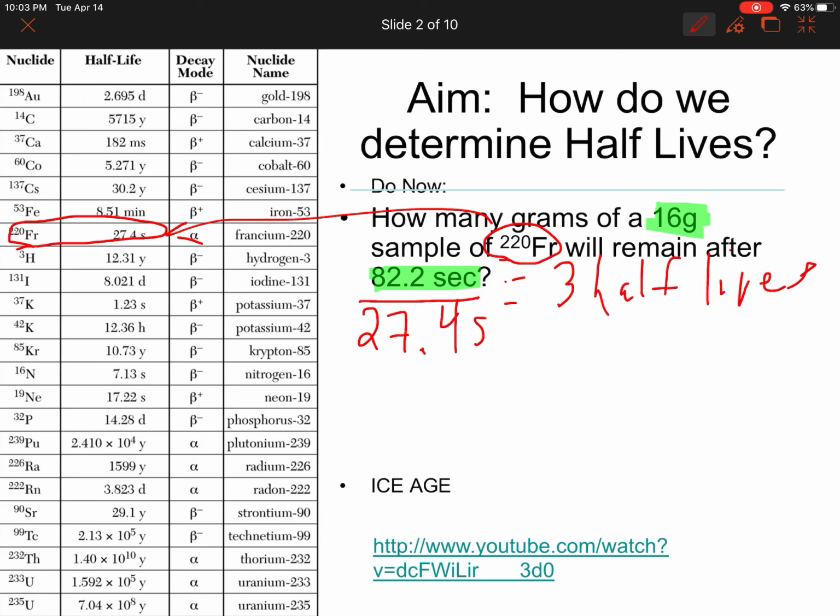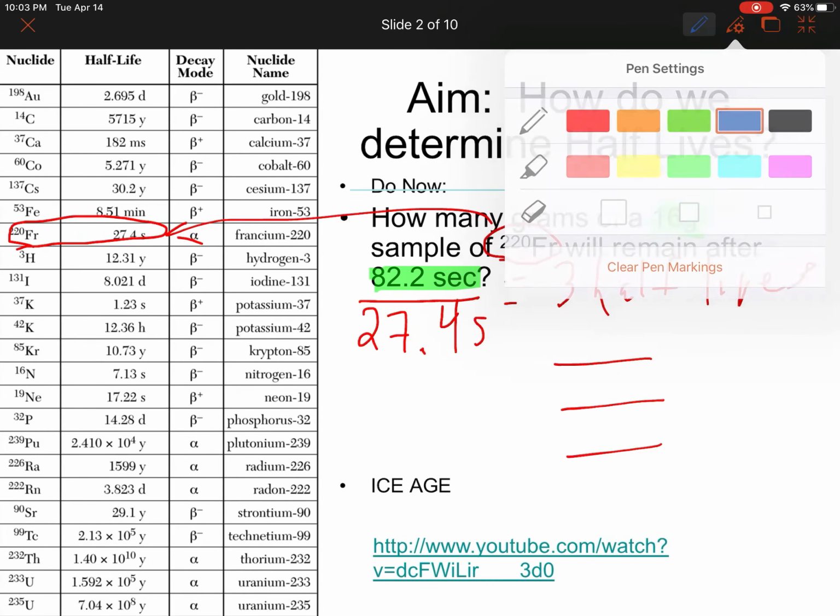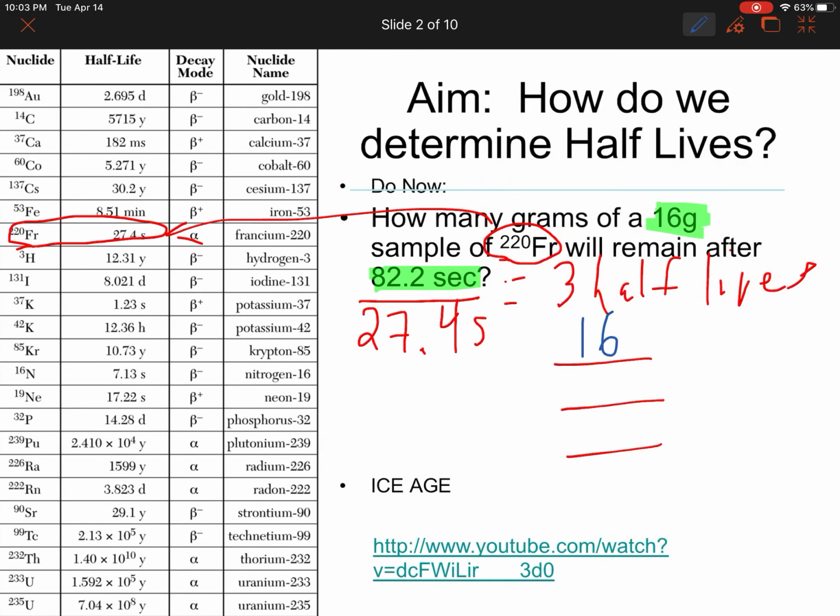So once we determine the number of half-lives, guys, how many lines do we draw? Well, 3. 1, 2, 3 lines. And what's the mass they started us off at? 16 grams. So what's half of 16 grams? 8. What's half of 8 grams? 4. What's half of 4 grams? 2 grams is our final answer.